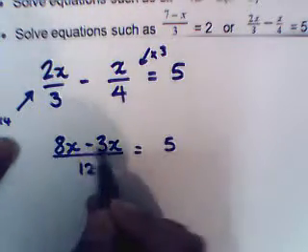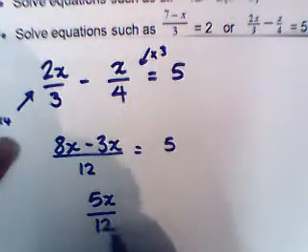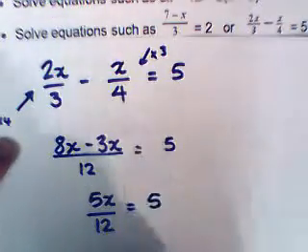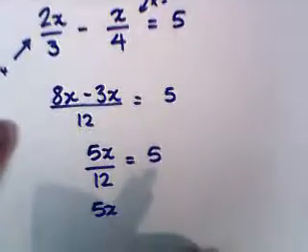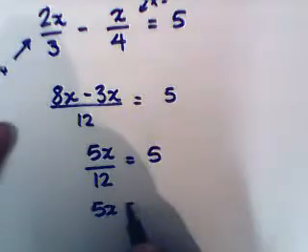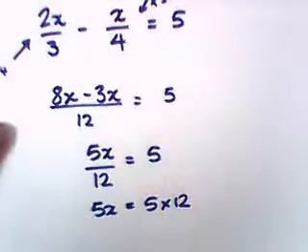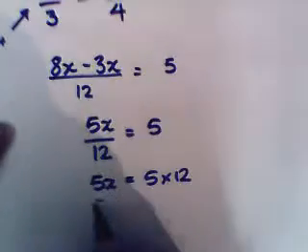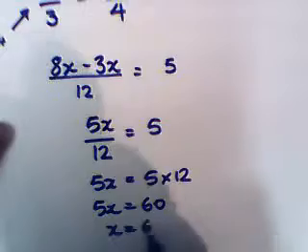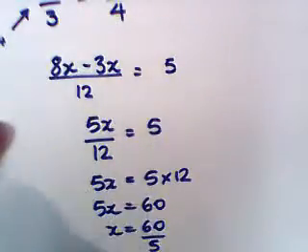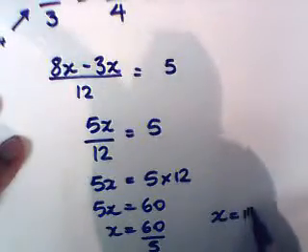Now, 8x minus 3x is of course 5x. So 5x over 12 is equal to 5. 5x equals 5 times 12, which is of course 60. So 5x equals 60, x equals 60 divided by 5, and we should then be able to see that x is equal to 12.